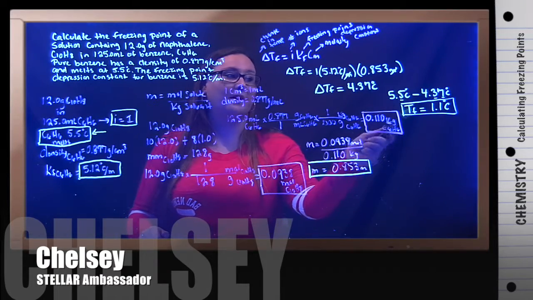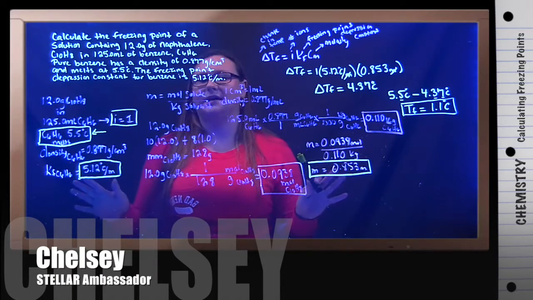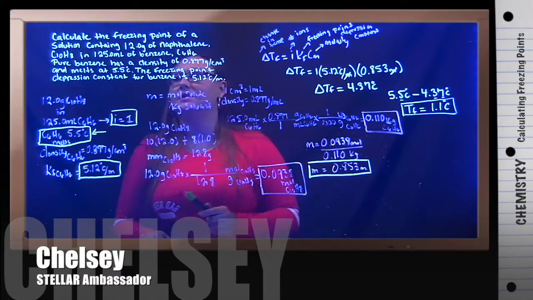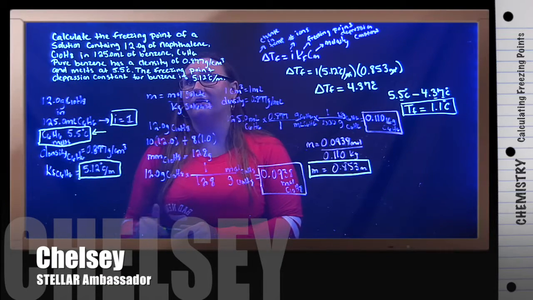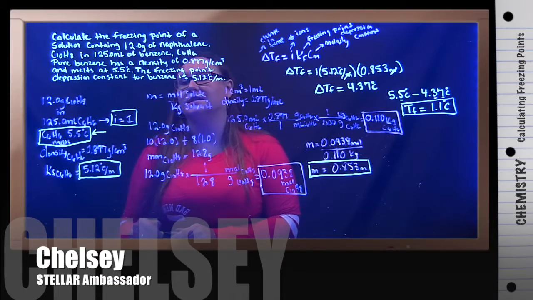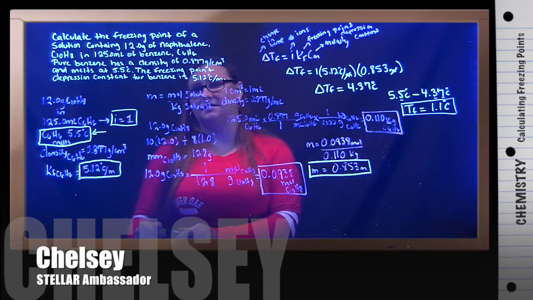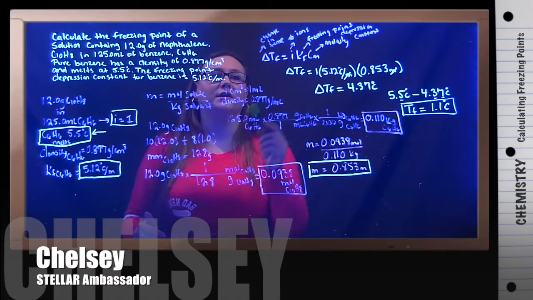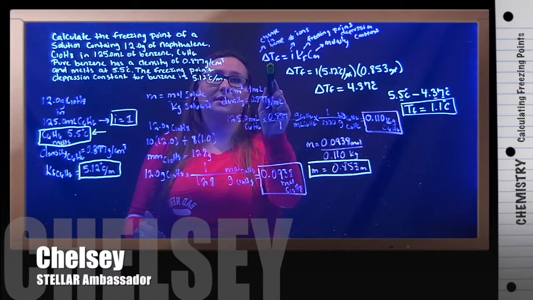Okay, so now that we have our final answer, let's do a quick recap because I know it was a lot going on. So the question stated that we needed to calculate the freezing point of a solution containing 12 grams of naphthalene and 125 milliliters of benzene. They gave us the density, the melting point, and the freezing point depression constant for benzene. Therefore, we knew that we needed to use this formula.